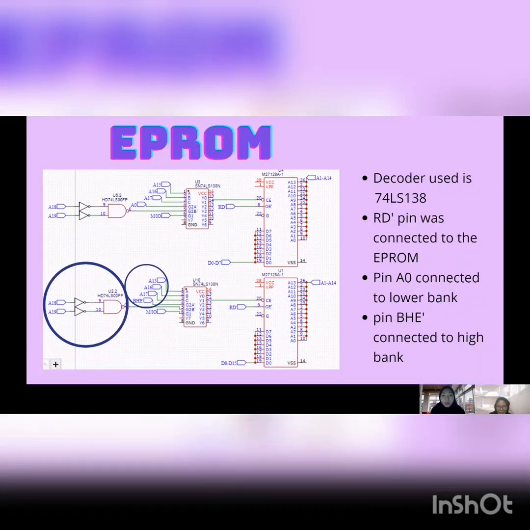First, the decoder that we use is 74LS138. Because the EEPROM only involves the read-only operation, only the RD pin will be connected to the EEPROM. The bank selection that we choose is a separate decoder for each bank. So pin A0 will be connected to the lower bank, and pin BHE will be connected to the high bank.